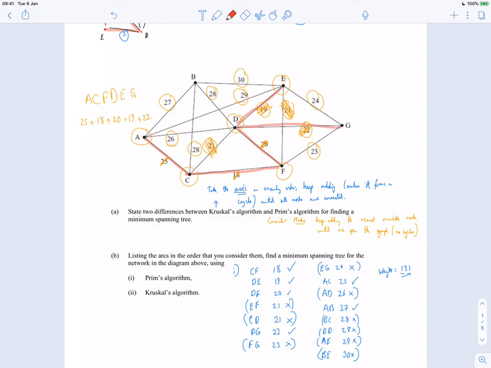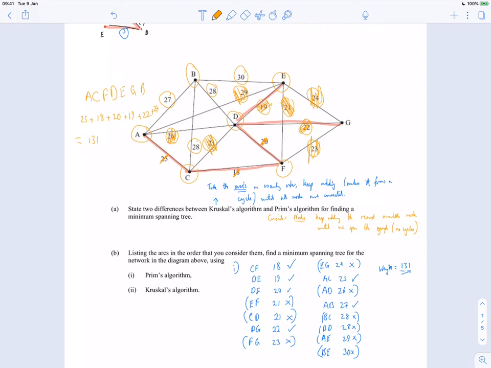So actually, that's limited quite a lot of our things. So we can't have the 29, that would be a cycle. We can't have that 26, it would be a cycle. We can't have this 24, because it's a cycle, or this 23. So it looks like we've got the choice of 27, 28, or 30. So it must be the 27 that we add. So if I whack all these together, I've got 25 plus 18 plus 20 plus 19 plus 22 plus 27, which also equals 131.